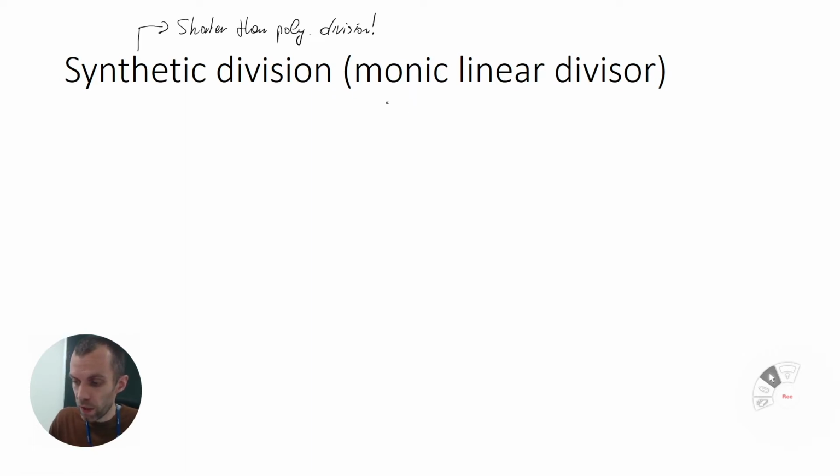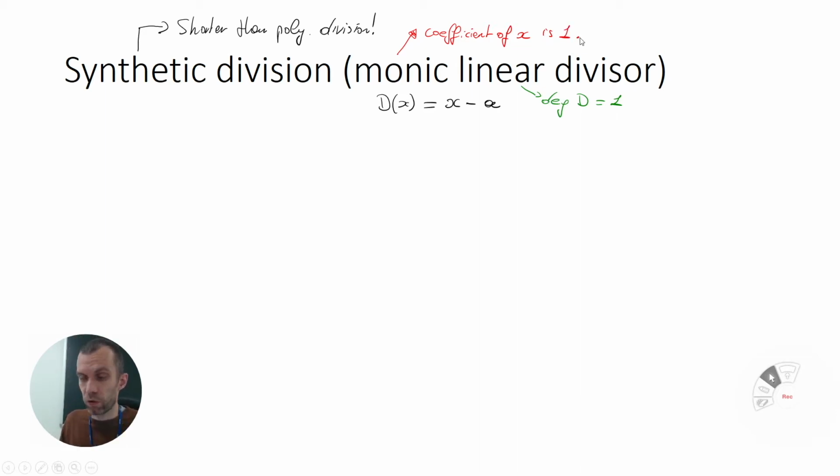So what does that mean? Well, it means that the divisor d of x has to be of the form x minus some constant a, where a can be positive or negative. Linear in this context means the degree of d should be 1, so it's x plus or minus something. And monic means that the coefficient of x is 1. Later on we'll see what you have to do if the polynomial that you're dividing by is not linear or is not monic.